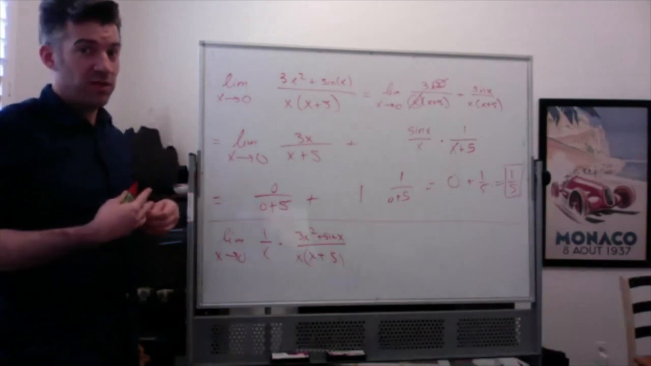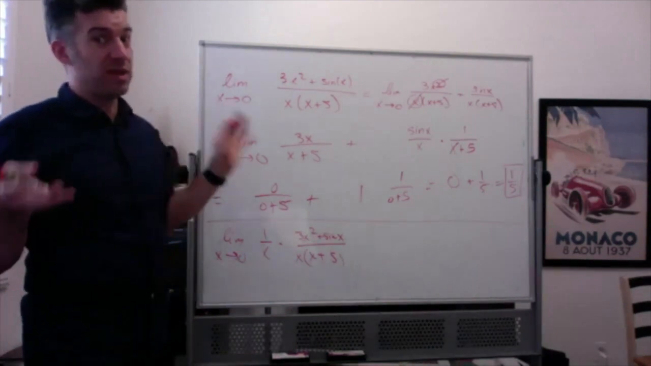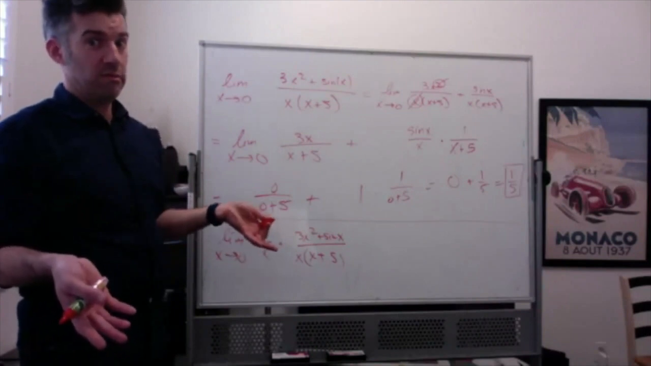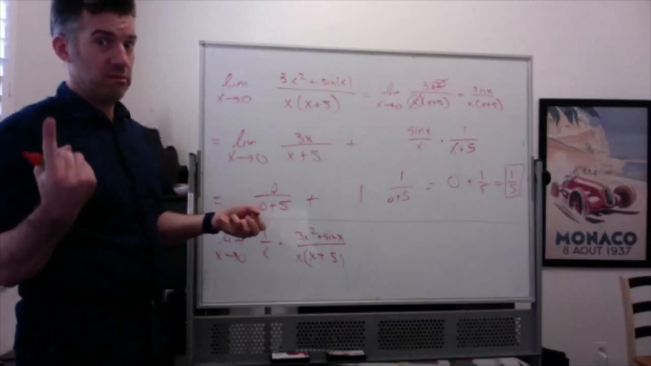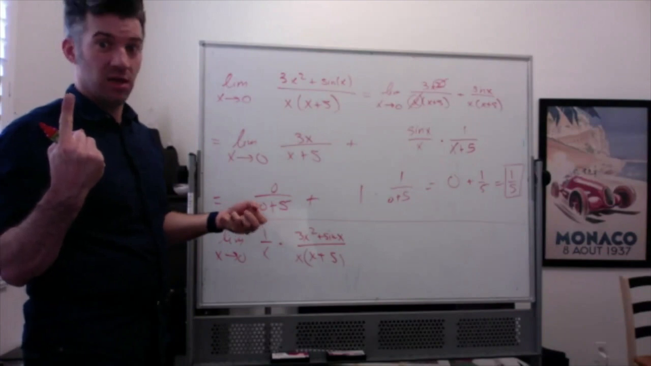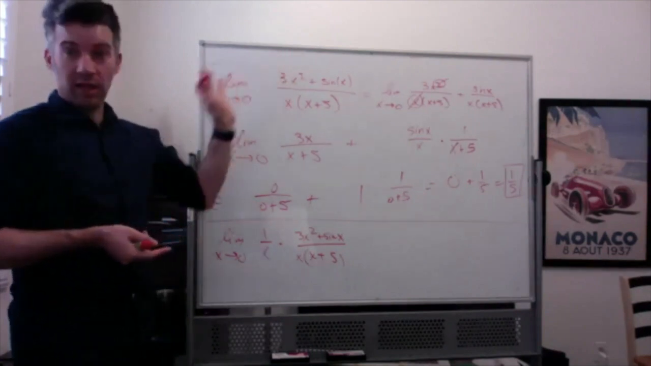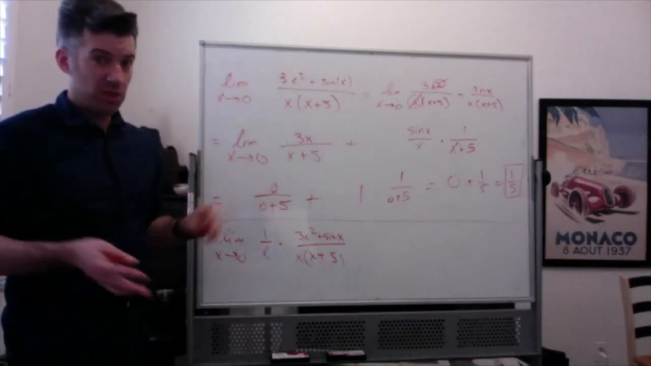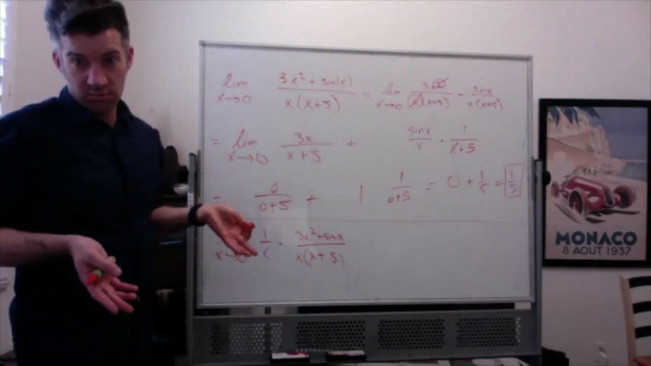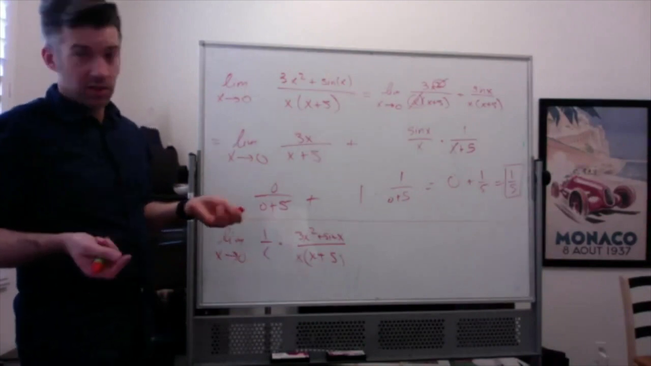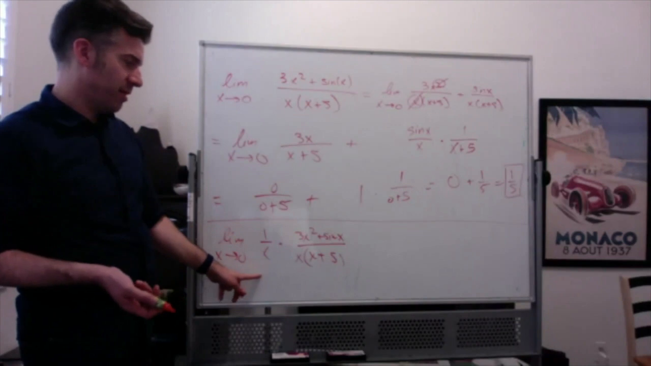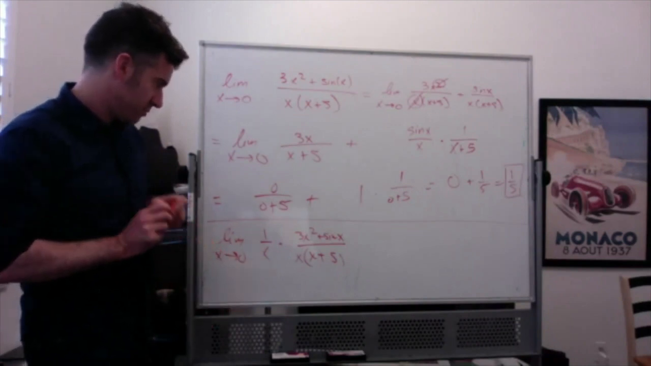Okay. What's the only thing we're ever really allowed to multiply by? 1. Right? If you multiply a limit by anything other than 1, you change its value. Okay. So yeah, I can't just multiply by 1 over x. Okay.